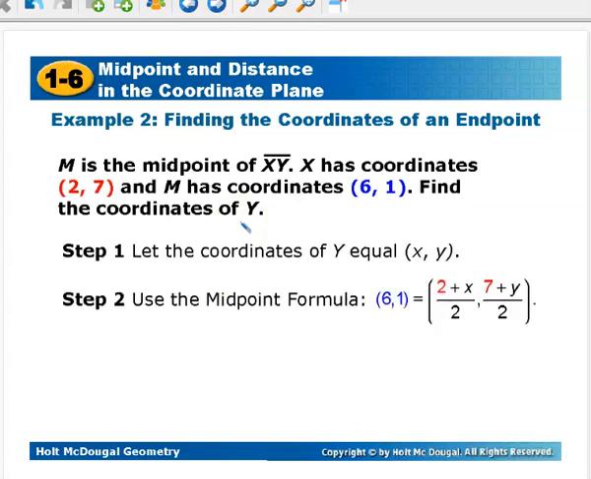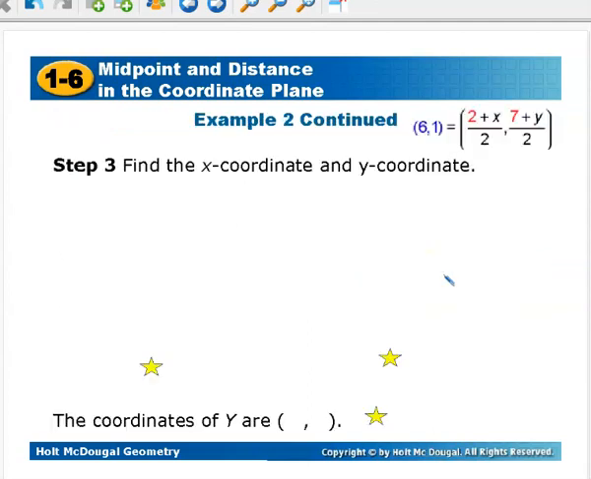Okay, we'll start here, and then we're going to use the midpoint formula. So I like to set it up like this, just to give a good start. Here are the coordinates of my endpoint X. Sorry, this is our midpoint, and these are my endpoints for X. So that's step 2. If I want to find the x and the y coordinate of my endpoint Y, we're going to set those coordinates equal to what I know the midpoints are already.